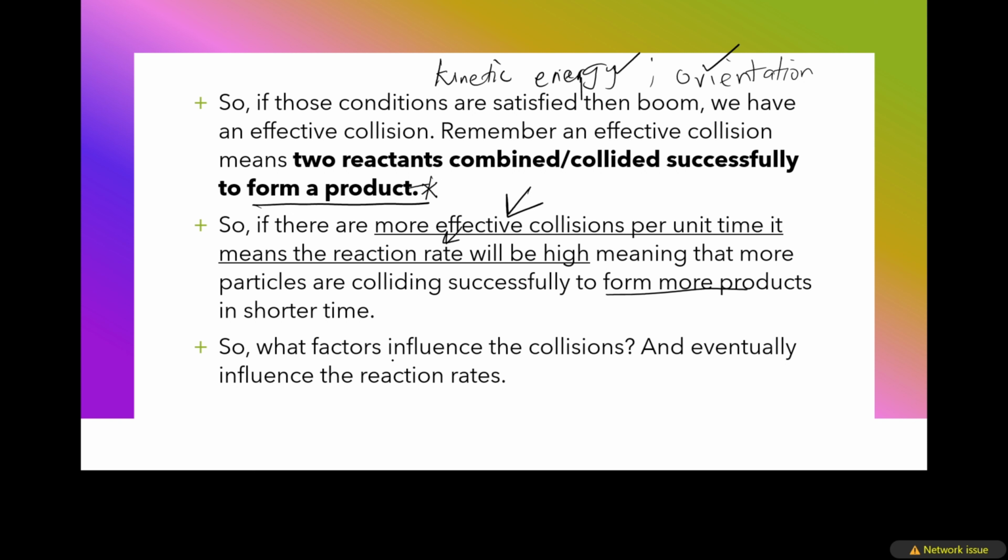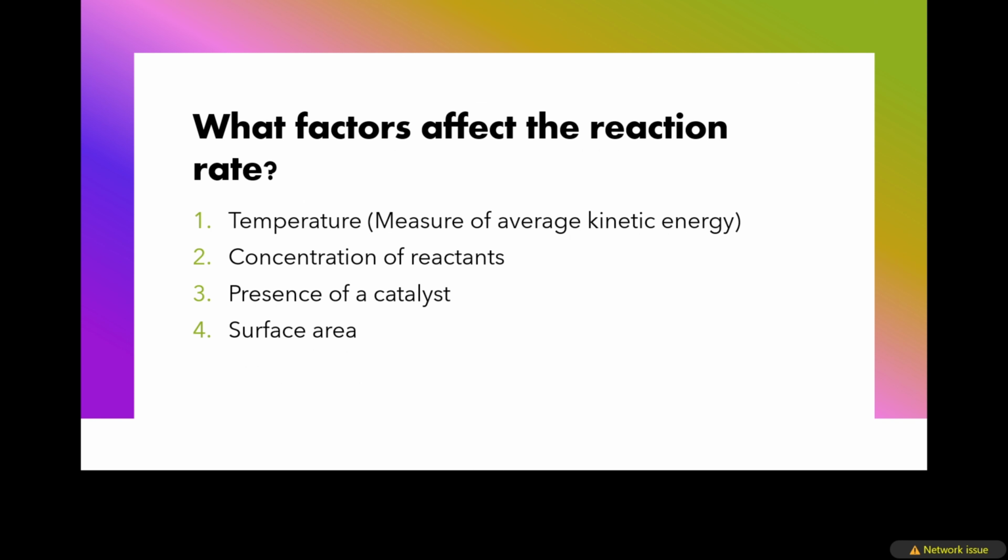So let us look at the factors that influence the collisions, and those factors eventually will influence the reaction rates, right? So we have got 4 factors that influence the collisions. So the first one is the temperature. We have got the concentration of reactants, the presence of a catalyst, as well as the surface area. So let us look at how these influence the reaction rate, or how do they affect the reaction rate.